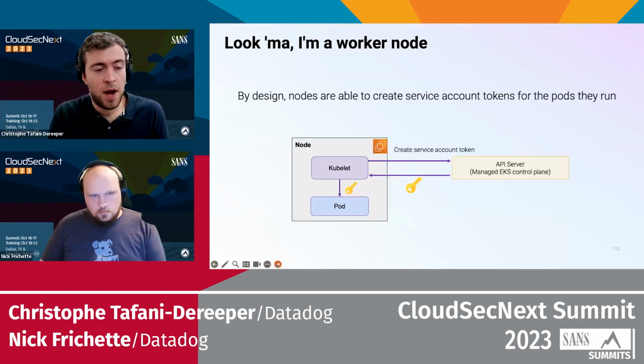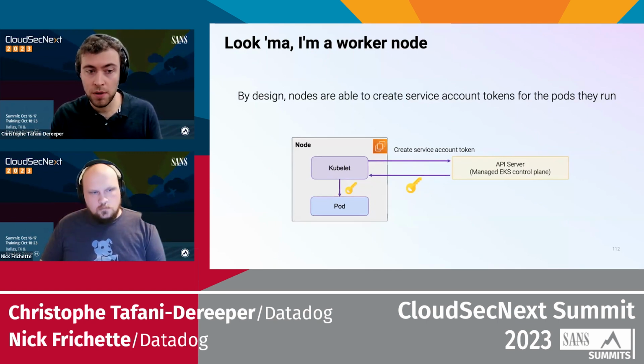Something to keep in mind is that the nodes are running the kubelet, a Kubernetes component that is responsible for running pods. One of the things it does is inject service account tokens inside the pod file system. To do that, it needs to ask the API server for service account tokens and then injects them into the pod that it runs.